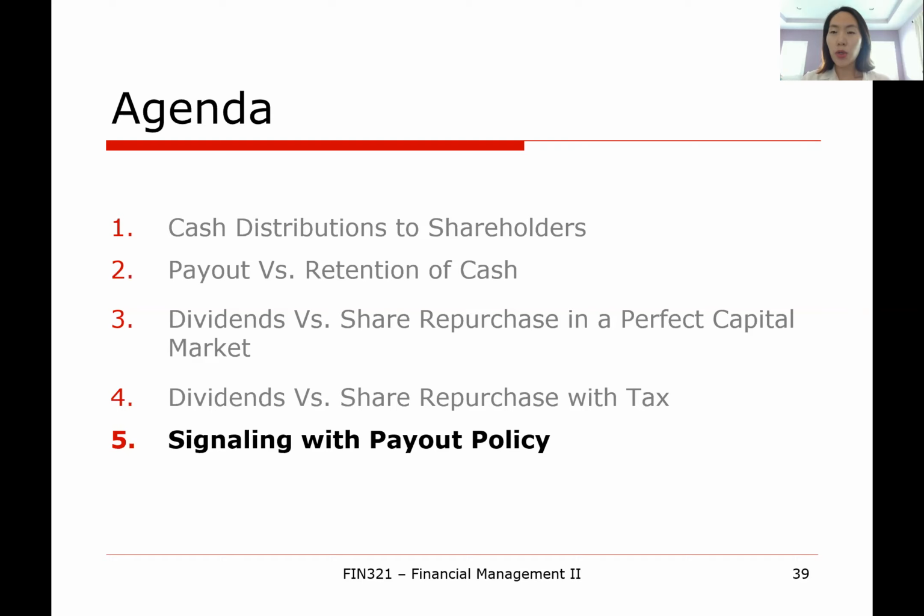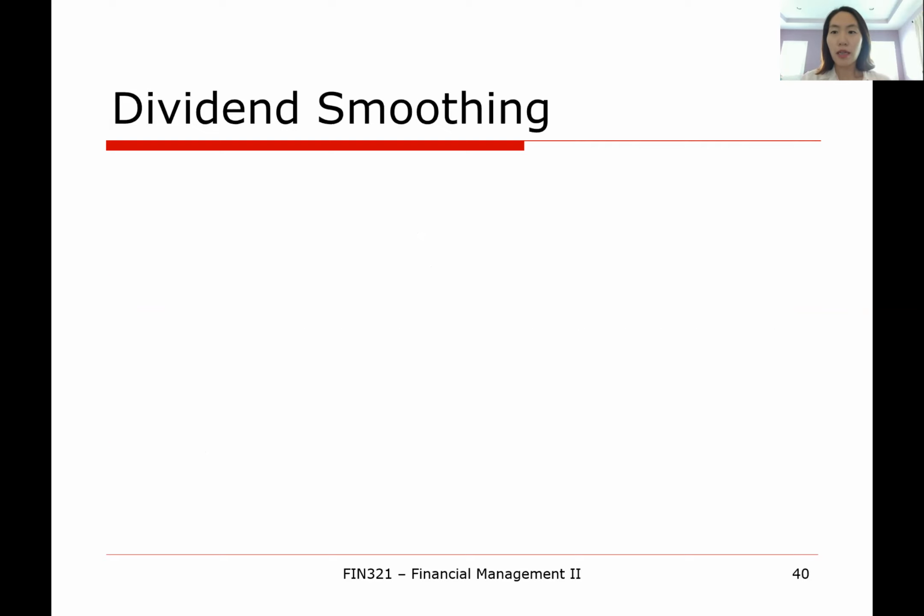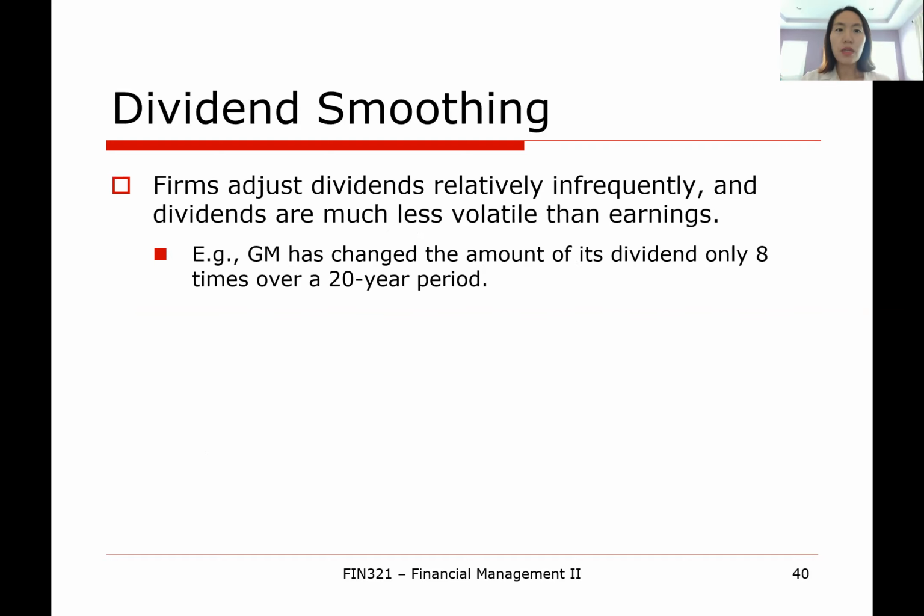Okay, and we are going to investigate the signaling power that each payout method carries under the presence of information asymmetry. Before we discuss the signaling power of each payout policy, let's discuss this well-known phenomenon called dividend smoothing. Dividend smoothing refers to the phenomenon that firms rarely adjust their dividends, especially their regular dividends. So firms adjust dividends relatively infrequently, and dividends are much less volatile than earnings.